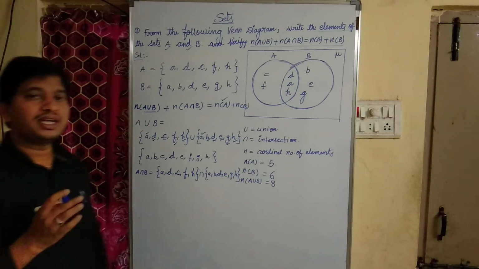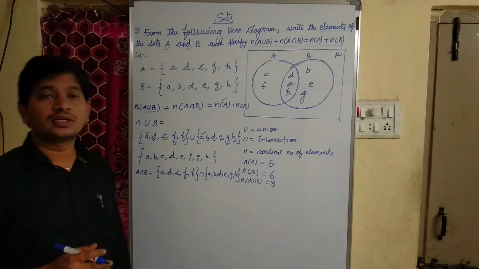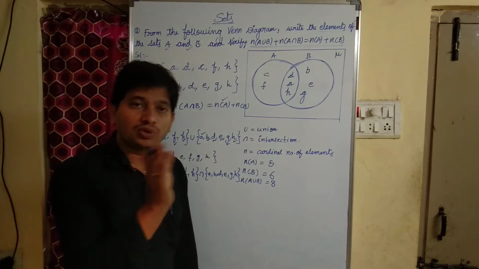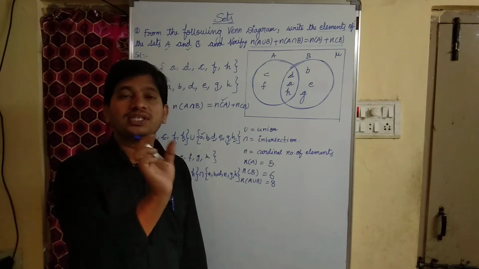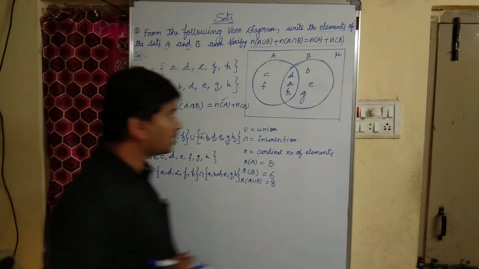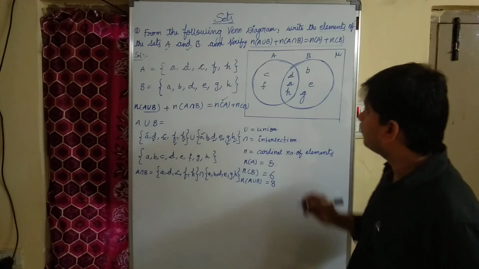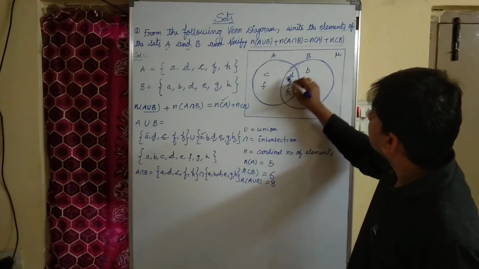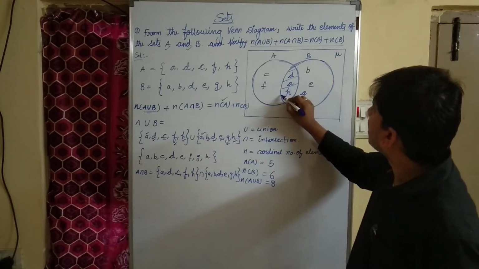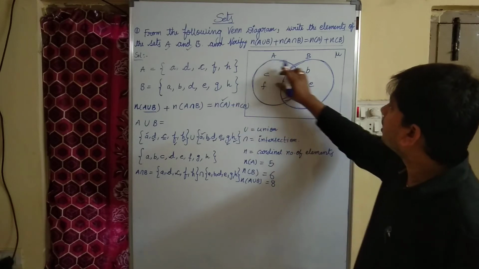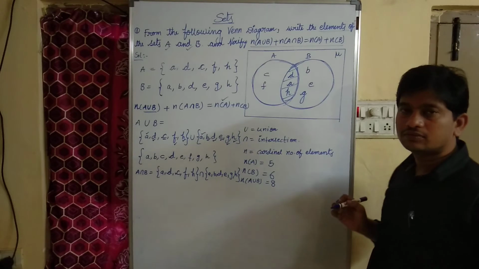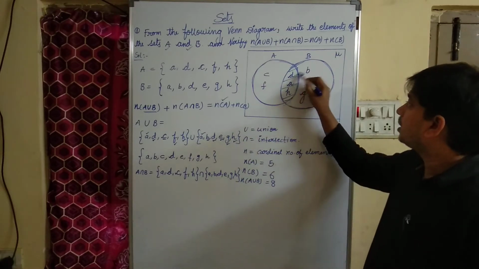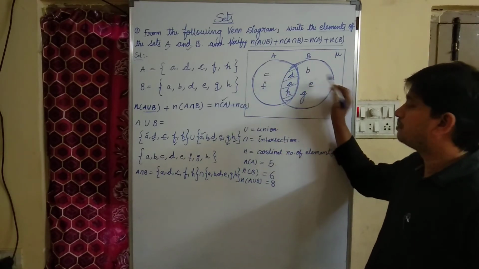So, what do you mean by intersection? Intersection means the elements which are present in both set A and set B. I mean, what are the elements which are common for both the sets? If you observe the following Venn diagram, this part is common for both set A and set B. I mean the element D which is there in set A as well as set B.